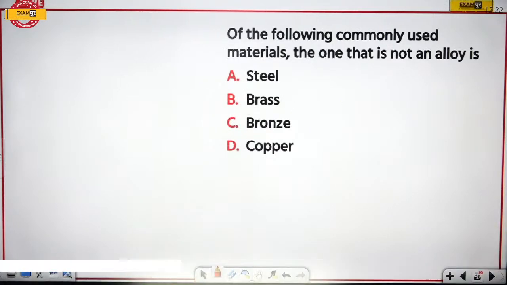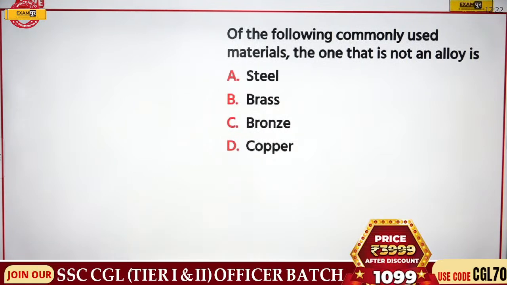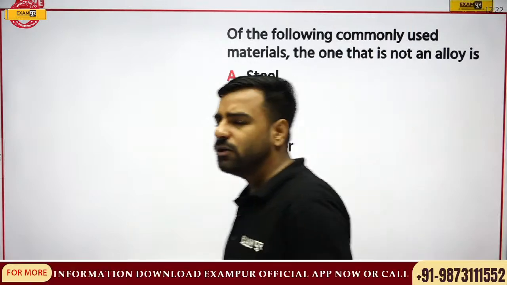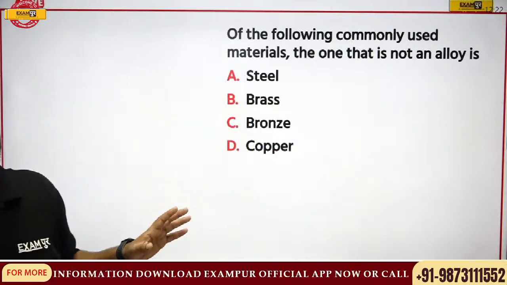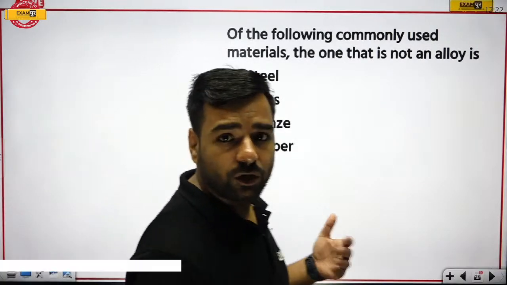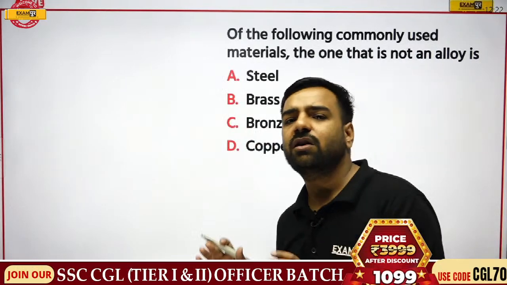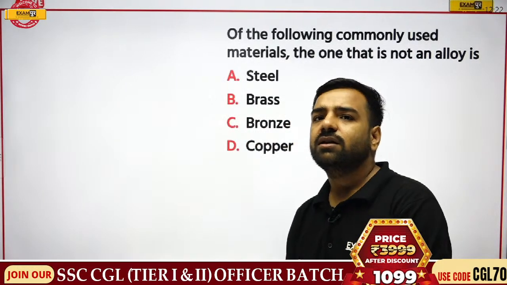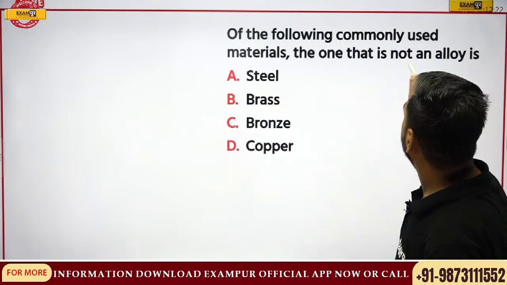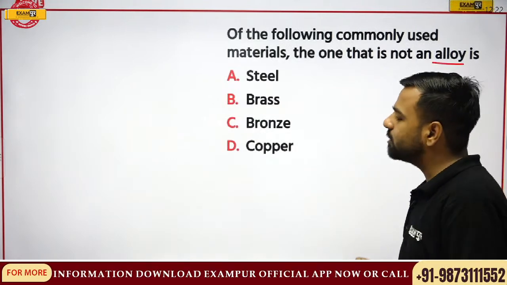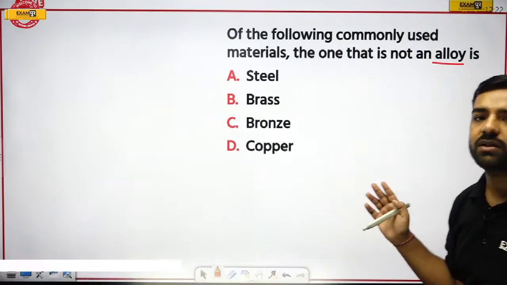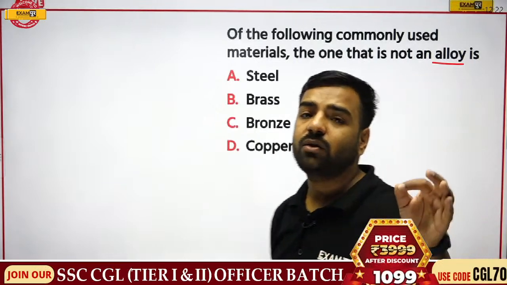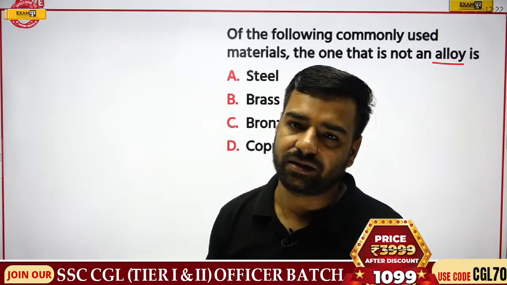Fine. Now, which of the following is a commonly used material that is not an alloy? Now, what is an alloy? I'll tell you. An alloy is actually a mixture of metals or non-metals, right? That is, we can talk about a mixture of elements in short. So now, we are asked which of the following is not an alloy. This means there will be three options which are mixtures, and one option which is only an element. There is no such mixture present.